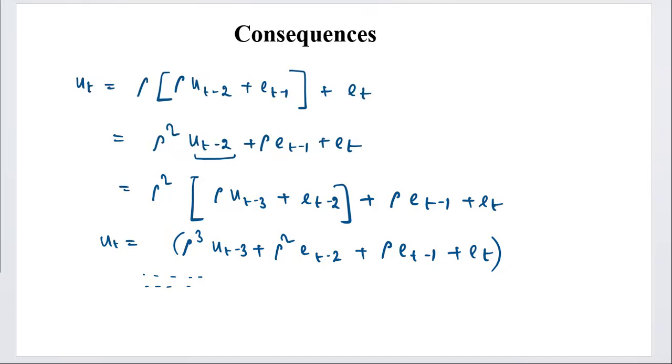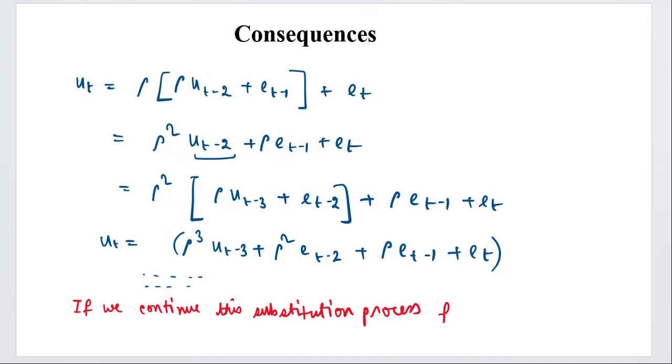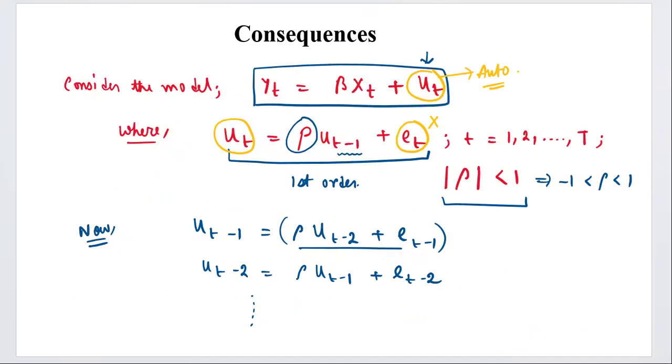But for our purposes, what we can say is, if we continue this substitution process for r periods, suppose, where r goes to infinity, r is very large basically, then what will happen?